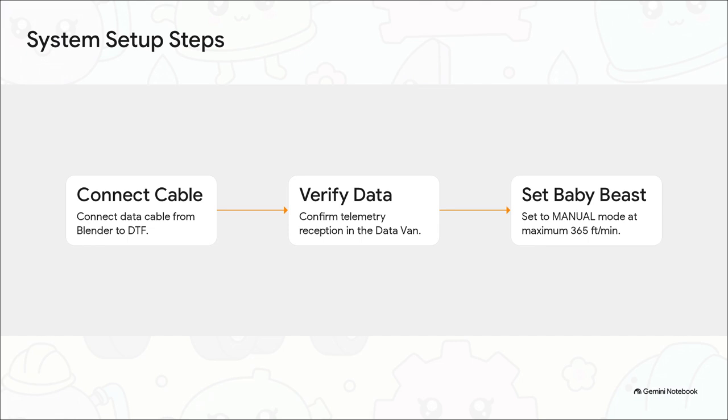Next up, the data van crew has to confirm they're actually receiving telemetry, things like clean rate or sand concentration. Finally, set the Baby Beast switch to manual at exactly 365 feet per minute. Why that specific number? Well, that exact speed guarantees a perfect mechanical handshake with the main conveyor belt's flow.